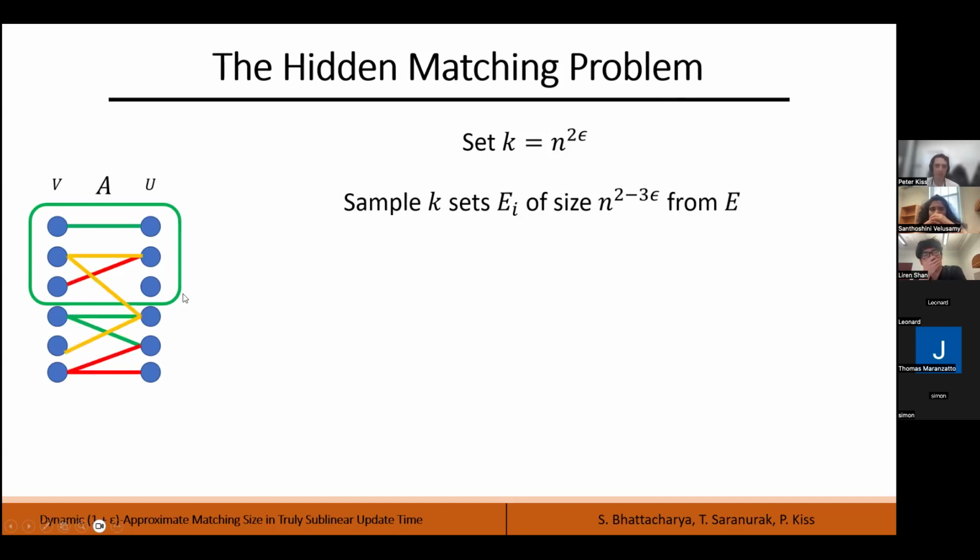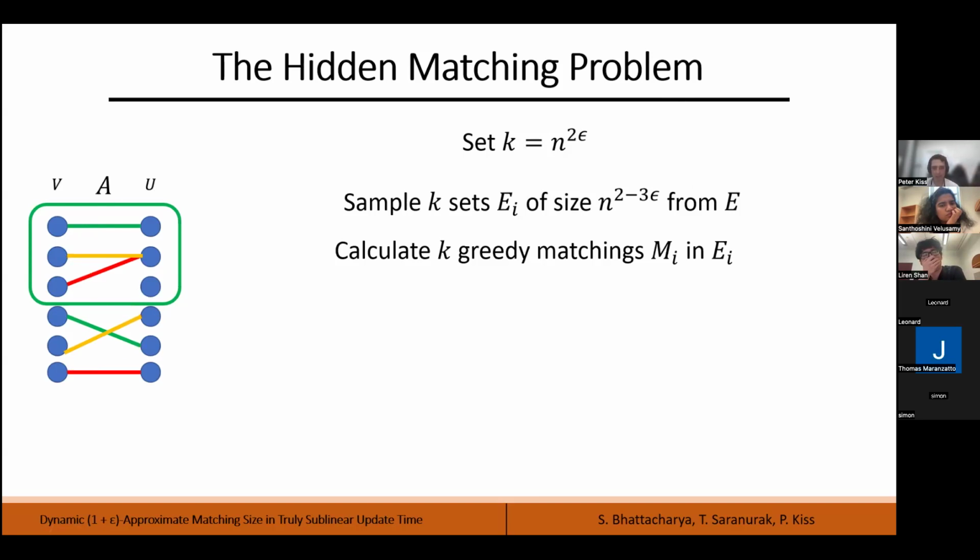So it will look something like this. We sample these. These are the E_i's, these different colored sets. And then at this point, we calculate greedy matchings inside of these E_i's. So we just calculate maximal matchings inside of them. That will look something like this. So this is our setup. This is something we will do statically. We did not explore the majority of the graph, but we have found some useful edges. That's what we hope for.